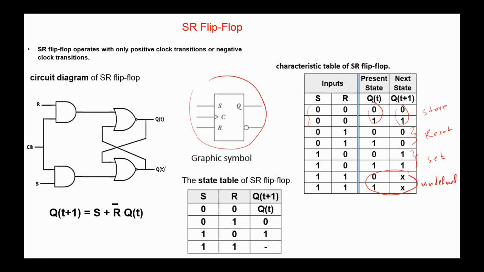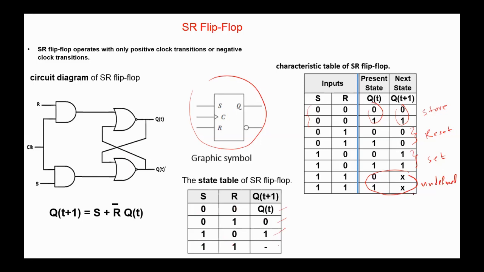This is the state table for the SR flip-flop. On 0, 0, we have store. On 0, 1, reset. On 1, 0, set. And in 1, 1, undefined. We can implement the SR flip-flop using NAND gates. In this case, the 0, 0 will be the undefined state and the 1, 1 the store state.